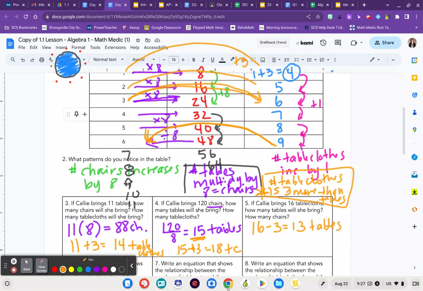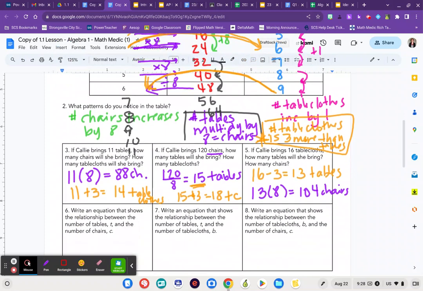And if I know how many tables there are, I can take the number of tables. There are 8 chairs per table, and 13 times 8 gives me 104 chairs. So I'm using this relationship between the tables, chairs, and tablecloths to help me find some answers.